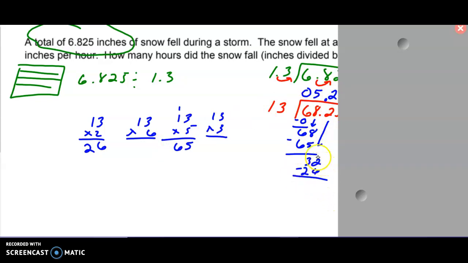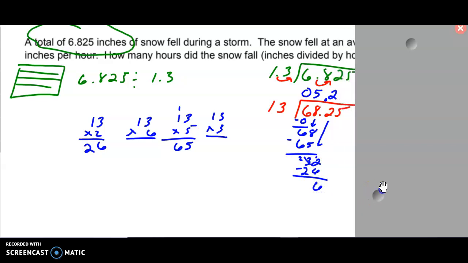Now I can't take 6 from 2, so I've got to borrow from the 3. Make it a 2. And 12 minus 6 is 6. All right, now I'm going to bring down my 5. Now how many times does 13 go in? Wait a minute, 13 times 5 is 65. I already know that one. It was 5. Let me subtract.